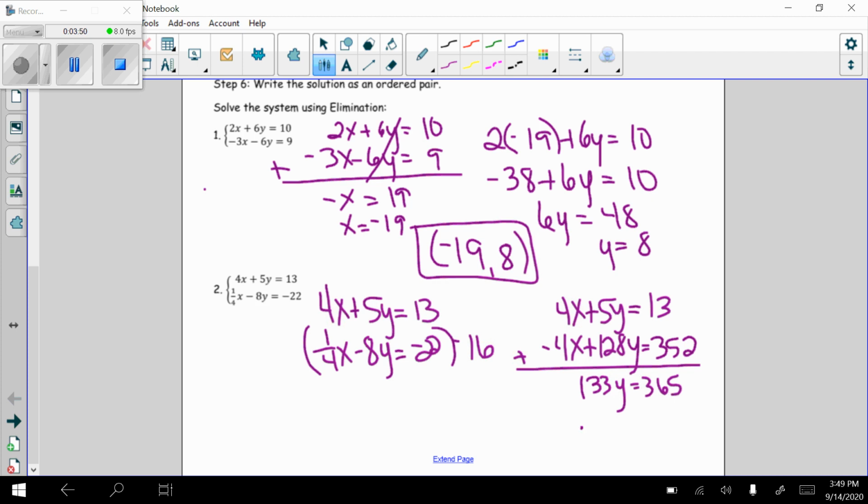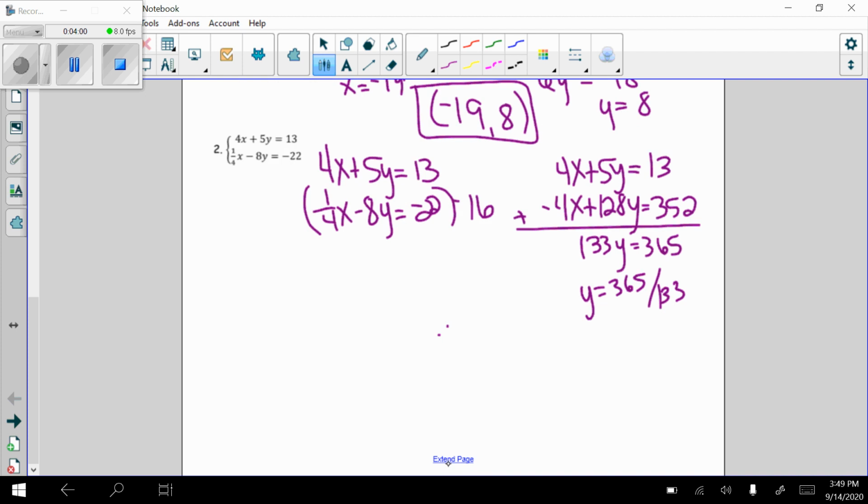Divide by 133, so I have y equals 365 divided by 133. Not very pretty, right? Okay, so now I want to go ahead and find out what my x is. I can plug that into either of the equations that we started out with. So let's see, if I plug it in up here, 4x plus 5 times 365 over 133 equals 13. So let's do 5 times 365.